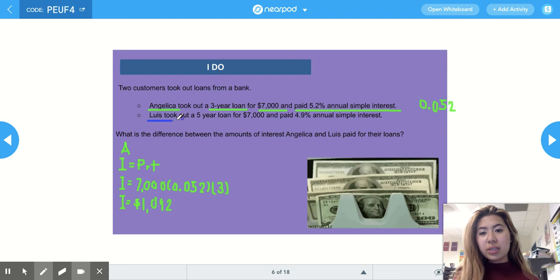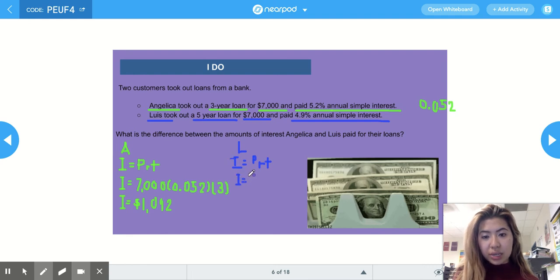And then for Luis, he took out a 5-year loan for $7,000 and paid 4.9% annual simple interest. So his loan is for longer, his interest rate is lower, and it's on the same amount. So we have Luis. We're using the same formula, I is equal to P times R times T. And we're going to plug in the numbers again.